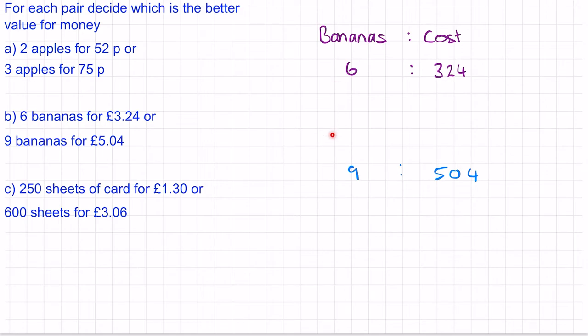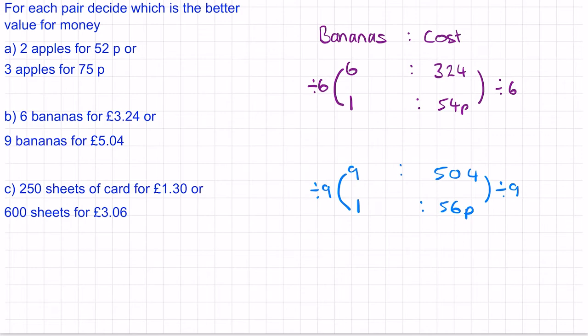And again, we need a common number of bananas. So I'm going to choose the cost of one banana. So we'll divide the 6 by itself to make 1. We'll do the same to the cost. And 324 divided by 6 is 54. So 54 pence for one banana. For the other offer, we'll divide the 9 by itself. And 504 divided by 9 is 56 pence.